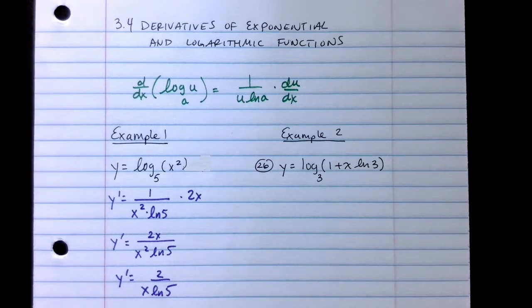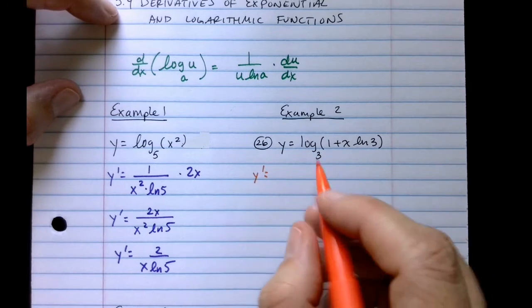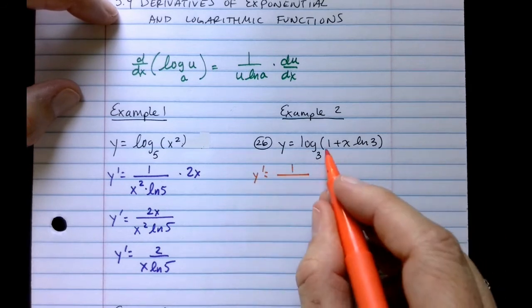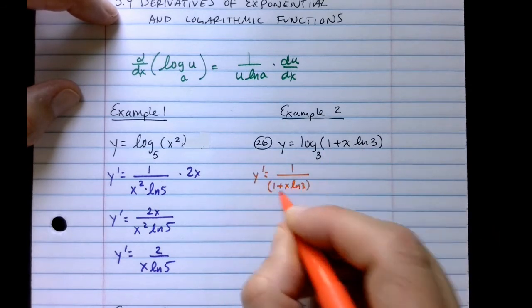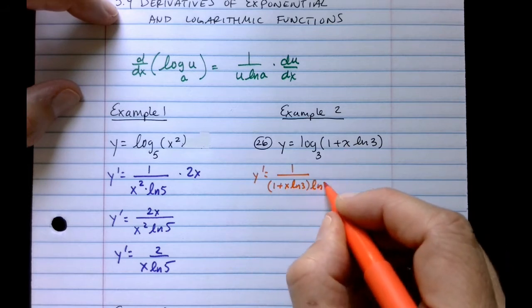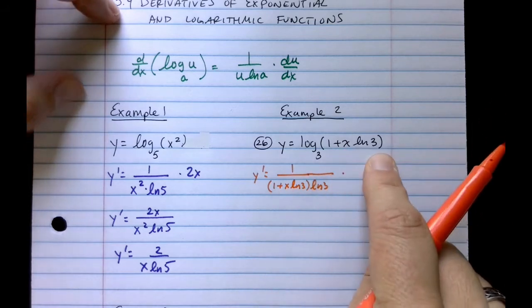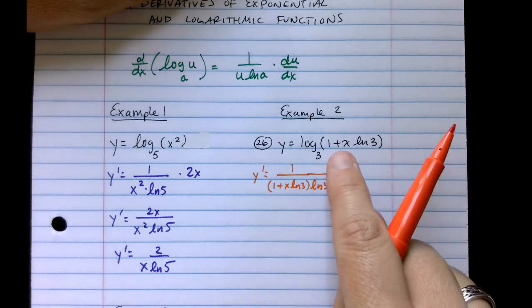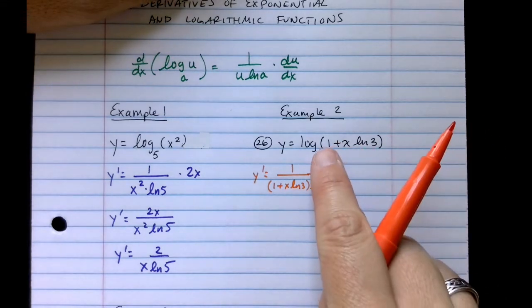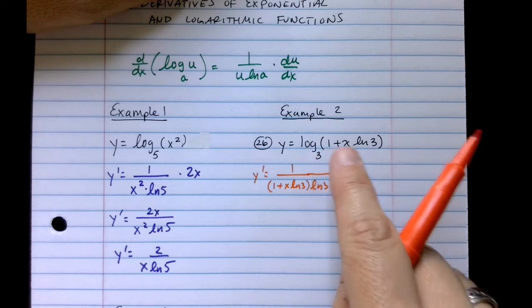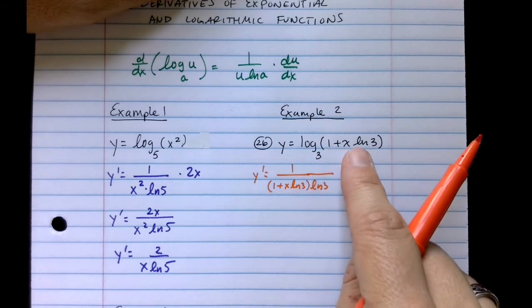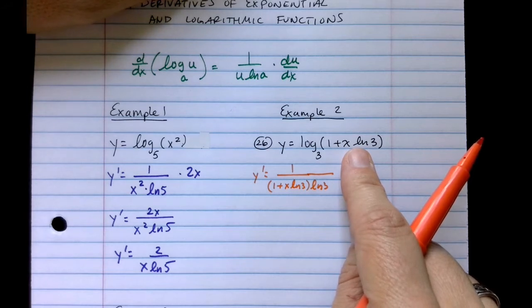Now let's look at one more. So again, these can become more complicated. It's going to be 1 over my inside function times the natural log of the base times the derivative of the inside. Now be very careful here. This is a sum, so we've got to treat them separately. And notice this is 1, the derivative of 1 is 0. Now be careful, this is not product rule here. Well, let me take that back. You could think of it as product rule, but you would be overcomplicating this thing.